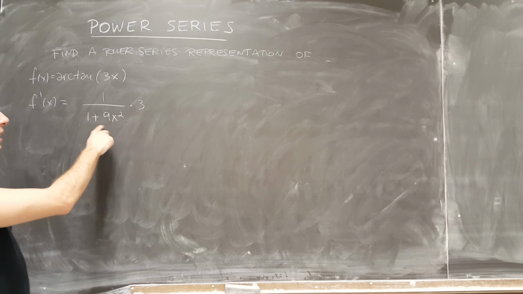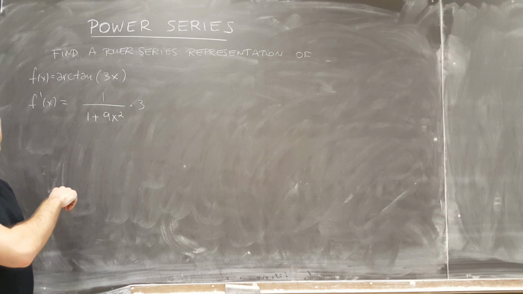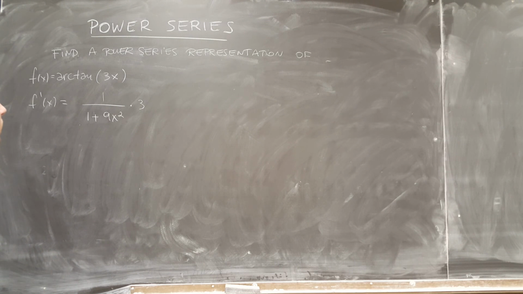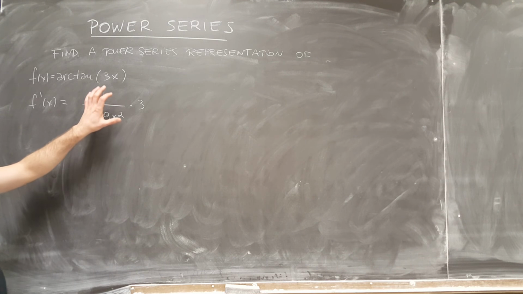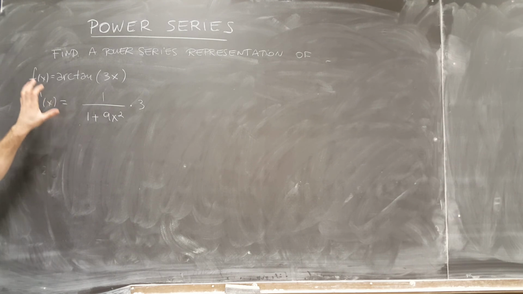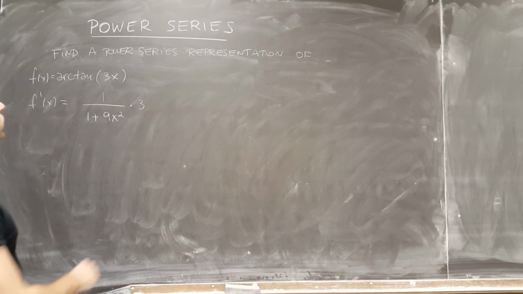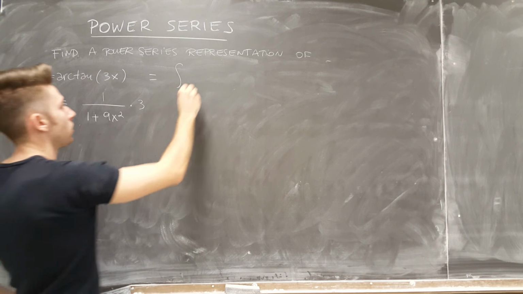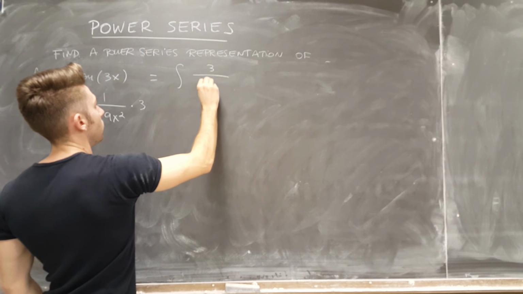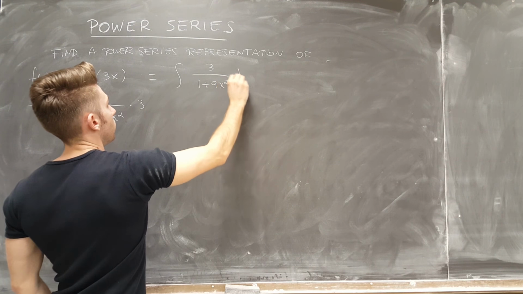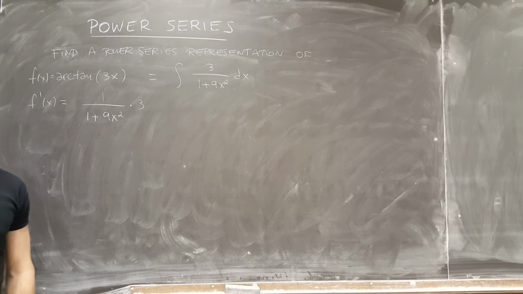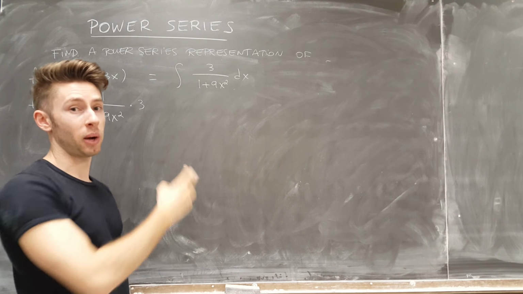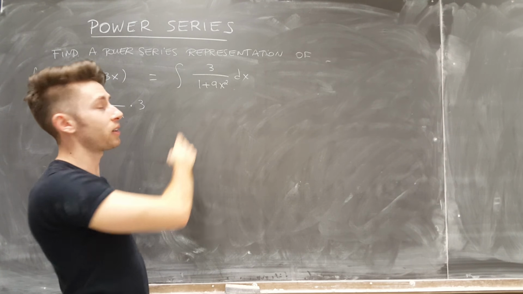Now you see that this can be expressed as a power series using the geometric series. But this is not our function. This is the derivative of our function. So I know that my function is the integral of this. Okay? Now let's work to express the integrand as a power series, and then we're going to integrate it term by term.